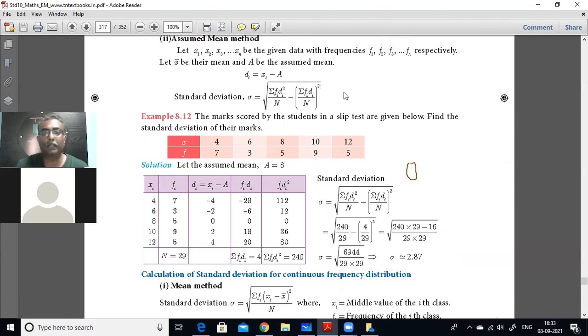So you have to find sigma fi di squared. Then you have to find sigma fi di. That means for fi di squared, you have to have a column. This is what we are having here. See this column, fi di squared. From there you will get the answer for this one.